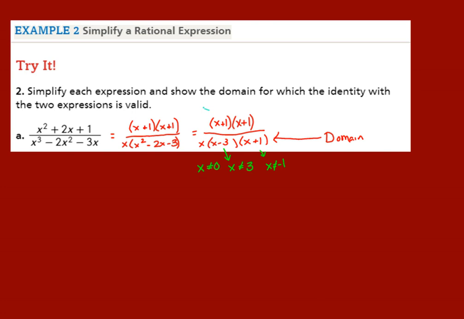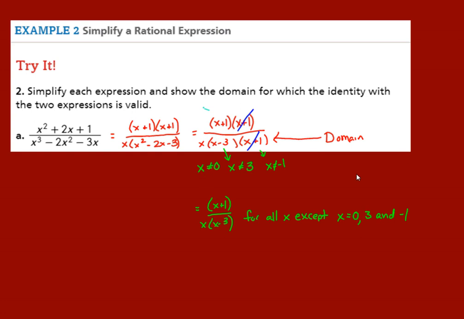But yes, I can cancel some things out. I can come through and cancel out one of these x plus 1s. So my final answer here is actually going to be x plus 1 over x times x minus 3 for all x except the 3 that it can't be, except x equals 0, 3, and negative 1. Okay?